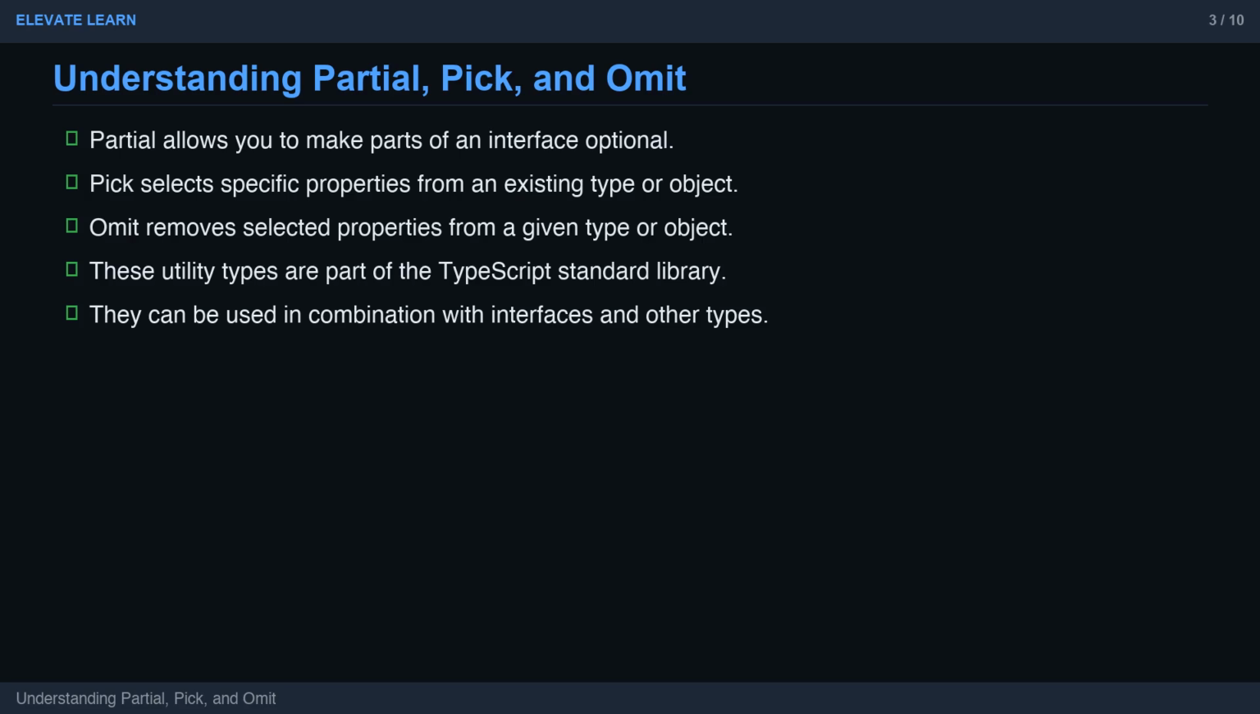Next, we've got pick, which is all about selecting specific properties from an existing type or object. So if you wanted just the name and email from that same user profile, pick would be your go-to. And finally, there's omit. This one removes selected properties from a given type or object. If you don't want to include age in some scenarios, omit will help with that. These utility types are super useful when working with interfaces and other types, making our code more flexible and maintainable.